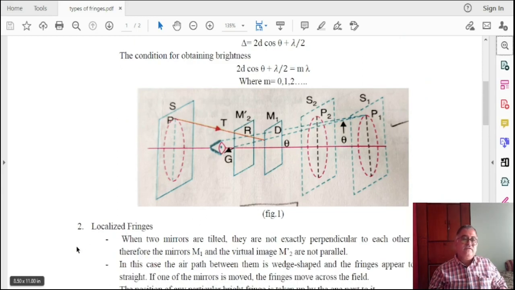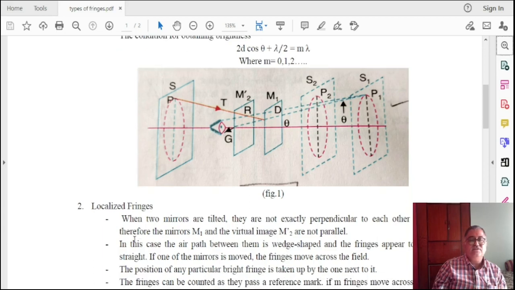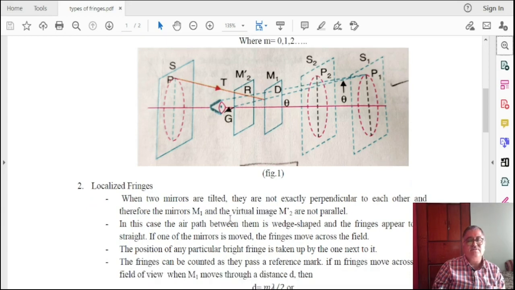See now, what is the condition for localized fringes? Again, when the two mirrors are tilted, they are not exactly perpendicular to each other, and therefore the mirrors M1 and the virtual image M2 dash are not parallel. For this, remember the basic diagram of the Michelson's interferometer, in which M1 and M2 are perfectly perpendicular to each other, but when they are tilted, they are not exactly perpendicular, and therefore M1 and the virtual image M2 dash are not parallel.